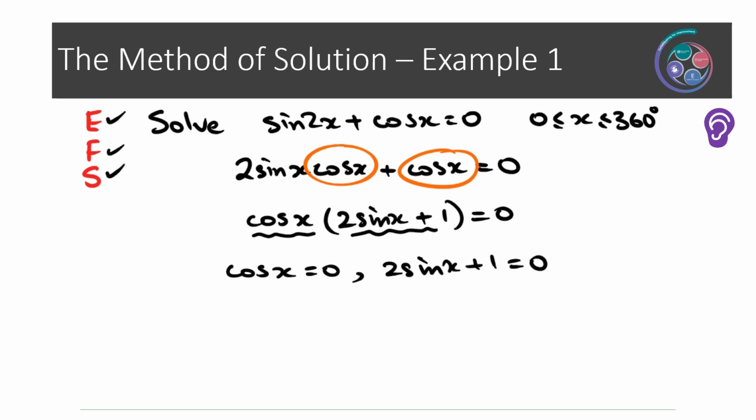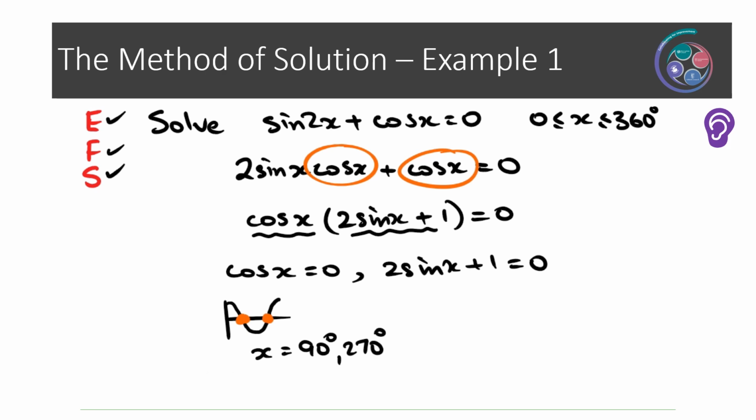So the first factor equaling 0, this is a special one, so we need to go to the graph for cos x and identify the places where it's 0, and we have these 2 points here, and they happen when x is 90 degrees or 270 degrees.